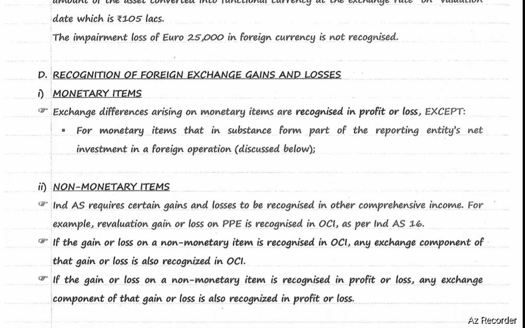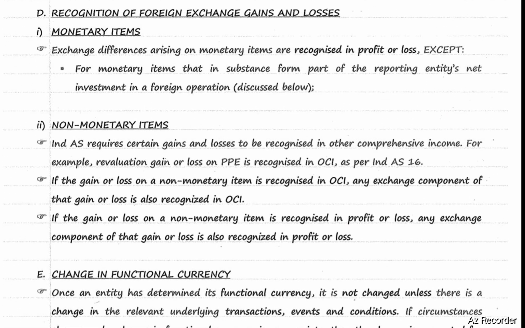Next, recognition of foreign exchange gains and losses in case of monetary items and in case of non-monetary items. In case of monetary items, exchange differences arising on monetary items are recognized in profit or loss, except for monetary items that in substance form part of the reporting entity's net investment in a foreign operation.